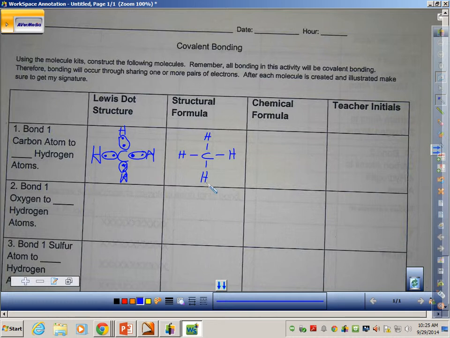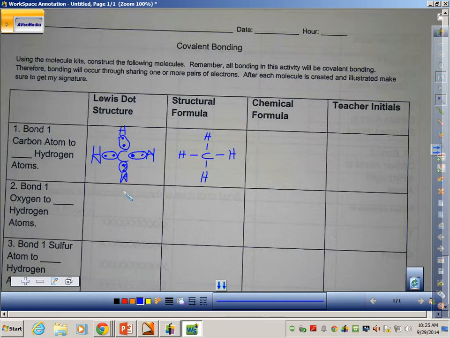How many lines does hydrogen always have to have? 1. If hydrogen bonds twice, do I have a problem? Yes, yes. Yes, ma'am. That's a line. She asked a question, does this shared pair turn into lines? The answer is yes. There's a line, there's a line, there's a line, there's a line. Shared pair, shared pair, shared pair, shared pair.